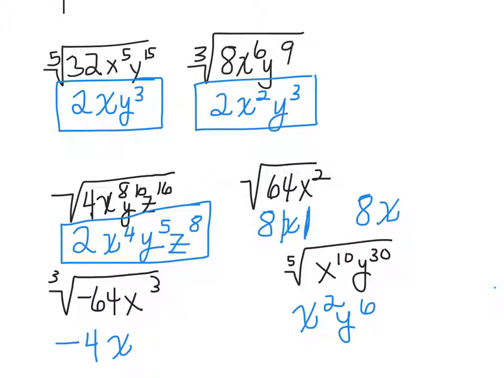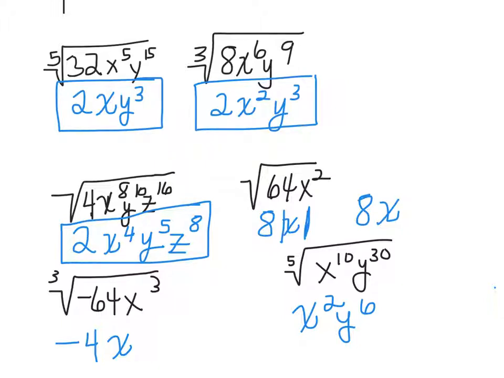And we don't have to worry about putting absolute value bars here because x squared, when you square a number, the result will always be positive. When you raise something to the 6th power, or in fact any even power, the result is always going to be positive. So you don't have to worry about putting absolute value bars there because those will be positive anyway.